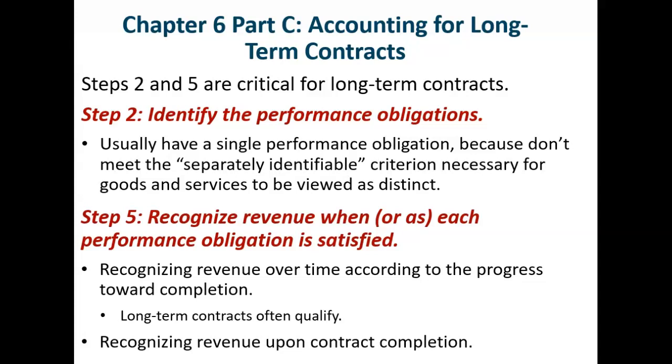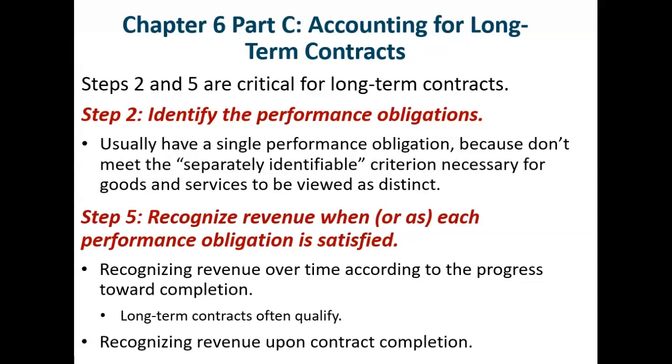Long-term contracts that didn't qualify for revenue recognition over time were accounted for using an approach called the completed contract method, because all revenue was recognized at a single point in time upon completion of the contracts. Most long-term contracts qualify for revenue recognition over time.